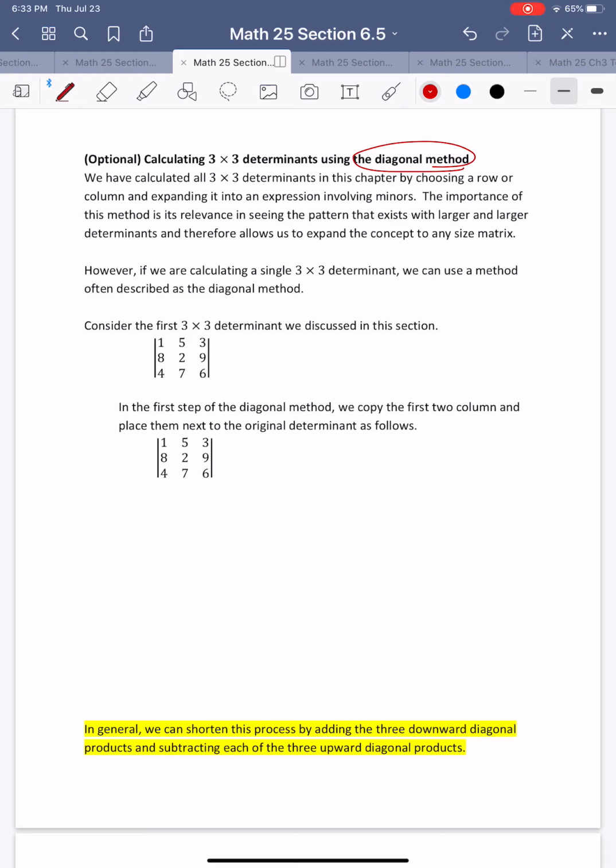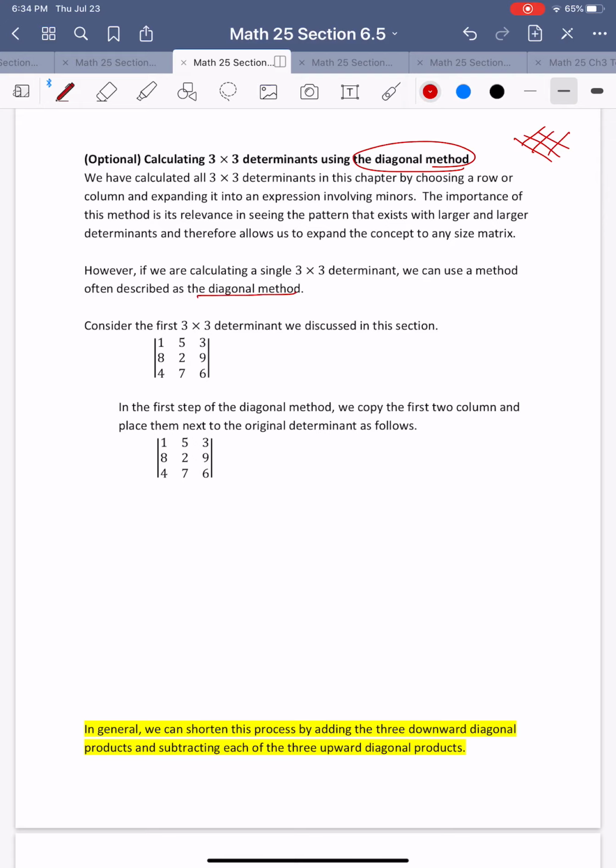So we have to calculate all 3x3 determinants in the chapter by choosing a row and column and expanding into an expression involving minors. The importance of this method is in seeing the pattern that exists with larger and larger determinants, and therefore they allow us to expand the concept to any size of matrix. However, if we are calculating a single 3 by 3 determinant, we can use a method described as the diagonal method. So I'll show you how to do it.